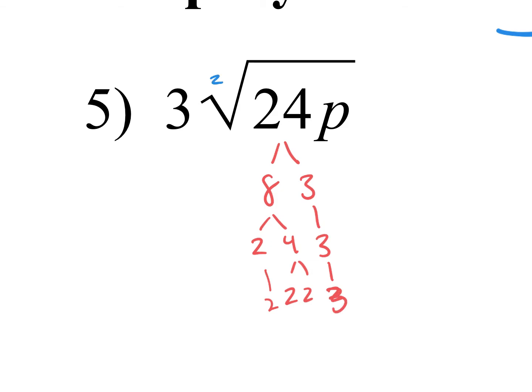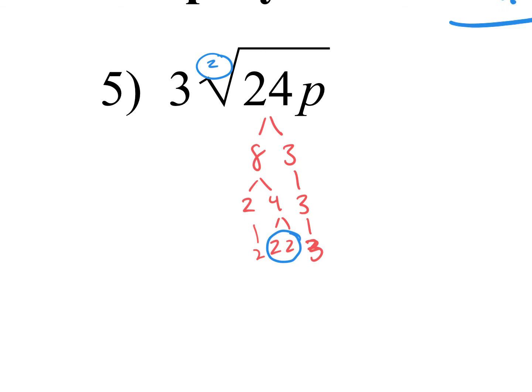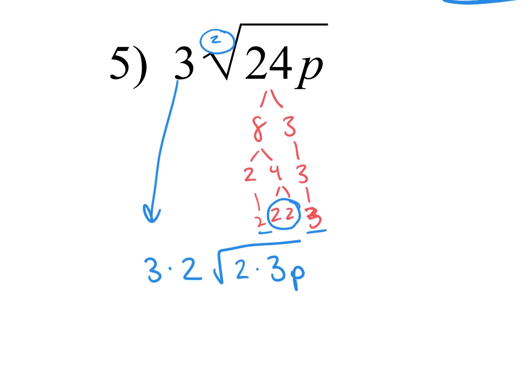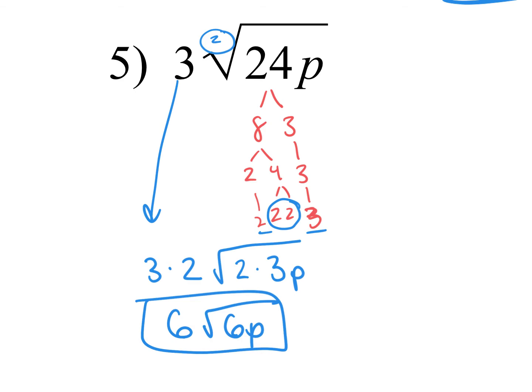I circle groups of how many here? Groups of 2. Remember when it's not rain, it's groups of 2. So I have 2 2's here. So what comes to the outside? 2, and I already had a 3 on the outside, so I have to put that on the outside also. What stays on the inside? 3 and 2, which would be 6. Because if we have more than one number on the outside, we multiply them. If you have more than one number on the inside, you multiply them. So 6 square root 6p. So when you don't have an index that's written, it's implied that it's a 2, so you circle groups of 2.